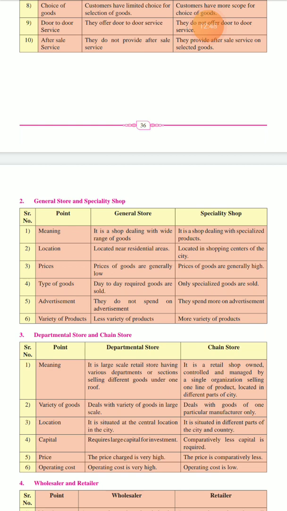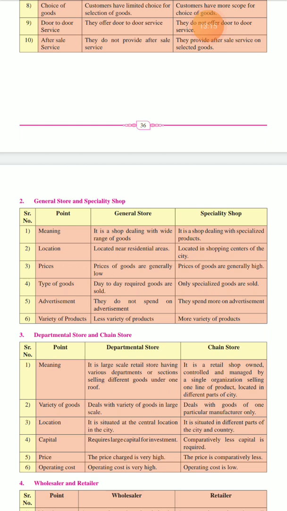Okay, now the residential general store in front of your house, they will not do any advertisement because people are aware that you will get everything over there. But shops which are there in shopping malls or shopping centers, they will do advertisement. You will find hoardings and all, where they will give you the information about the shop. Okay, so that is known as specialized shop, they will spend more on advertisement.